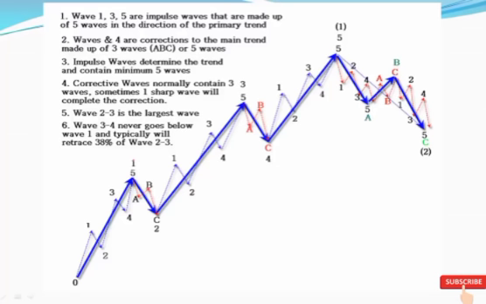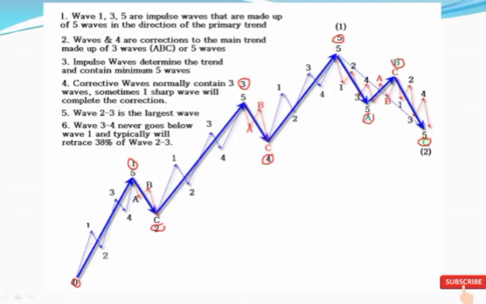In a 5-wave market, you have 0 to 1, 2, 3, 4, 5. You see that pattern. After you have your 5th wave, typically you'll get an A, B, C corrective wave.